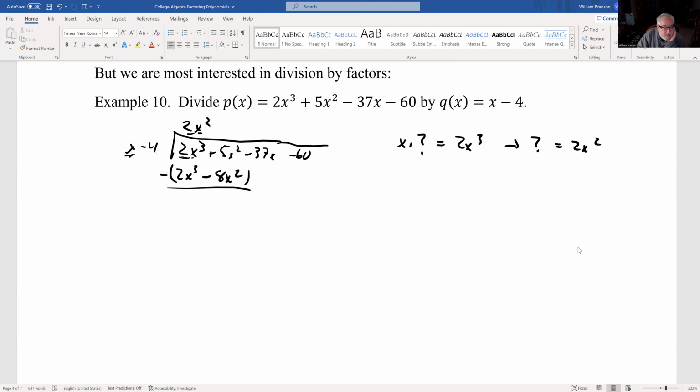So this is 0, right? 2x cubed minus 2x cubed. 5 minus minus 8 is actually 13x squared. Bring down the minus 37x. Bring down the minus 60.